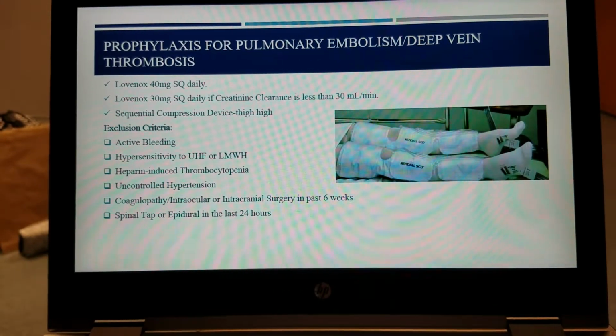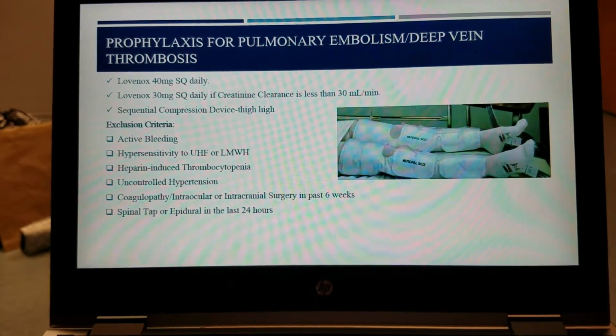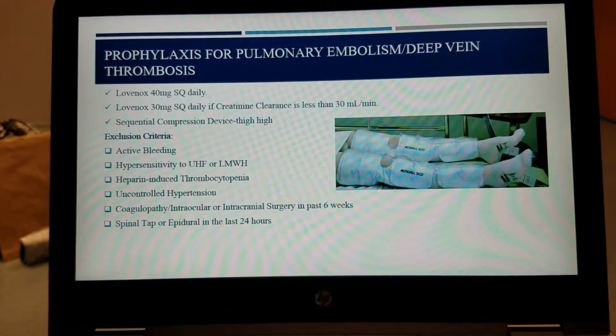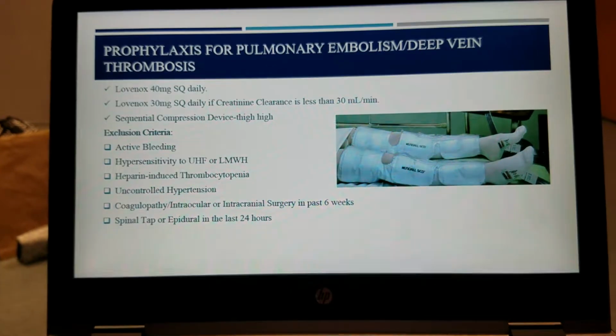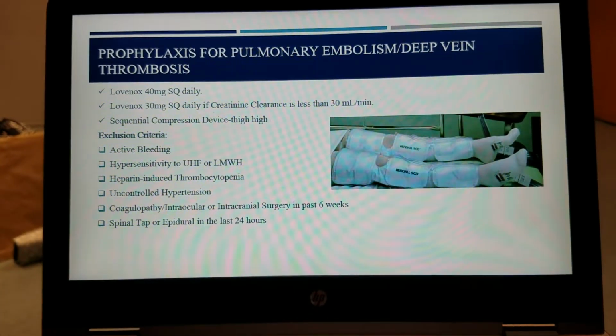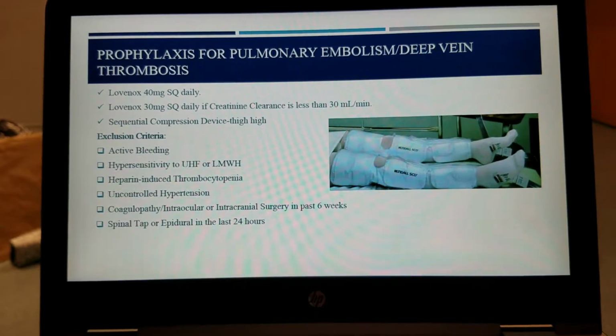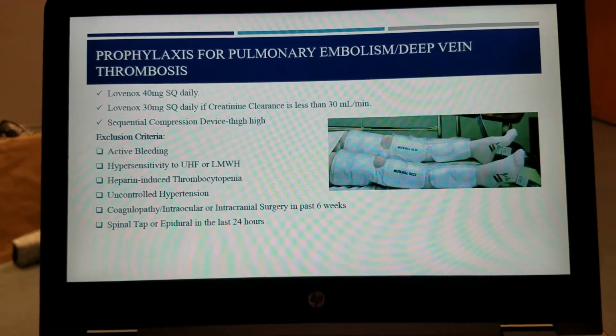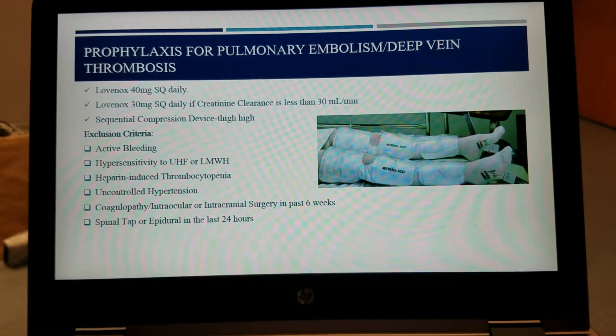Exclusion criteria is active bleeding, hypersensitivity to UFH or LMWH, heparin-induced thrombocytopenia, uncontrolled hypertension, coagulopathy, intraocular or intracranial surgery in the past 6 weeks, or a spinal tap or epidural in the last 24 hours.